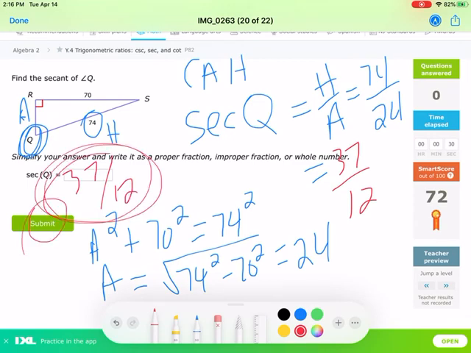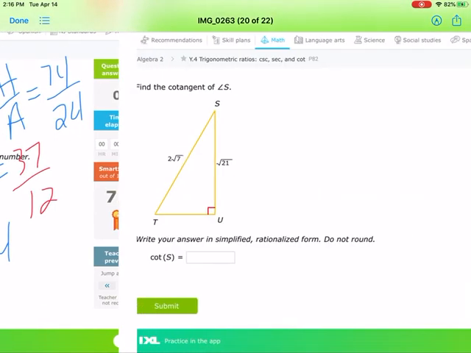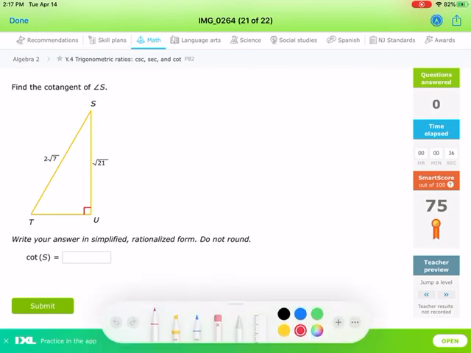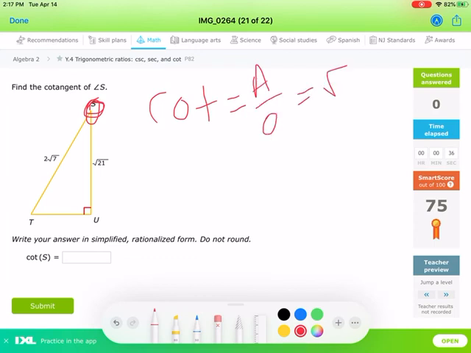Am I done yet? Smart score of 72 and 75. Oh, goodness gracious. Cotangent. Opposite over adjacent's tangent. So cotangent is adjacent over opposite of S. Oh, man. I need to get the opposite. Here's S right here. So the cotangent is equal to adjacent over opposite. So root 21 over opposite.